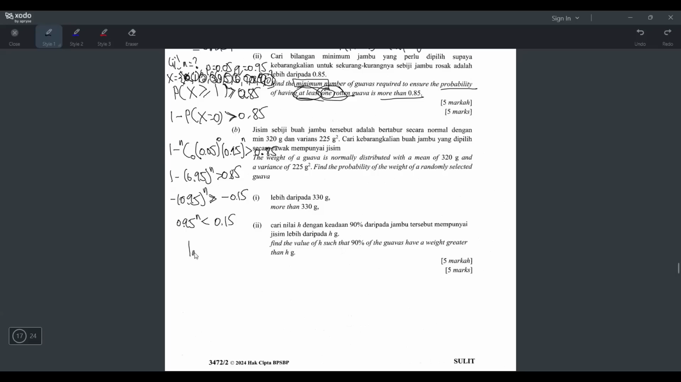You kena buat guna cara log. And you have to add log. When you add log, you have to add log for both sides. And you use log base 10, log base 10. Okay, this is 0.95 power n. But the power boleh hantar depan. And then 0.15 on the other side. Okay, now how to get your n? Log 0.15 divide log 0.95. So let's press log 0.15 divide log 0.95.